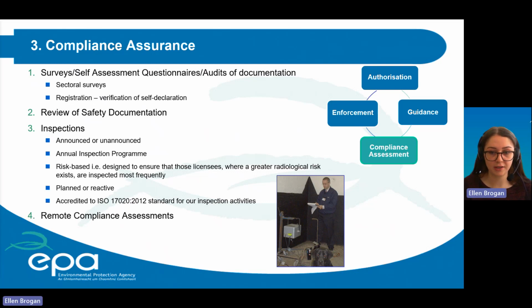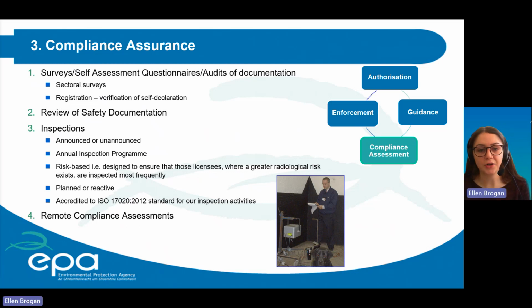So regulatory control is intended to ensure that the risks associated with radiological practice are effectively managed on an ongoing basis. So compliance can really be assessed in a number of ways. So firstly, we have the surveys, the self-assessment questionnaires, the audits of documentation, and the EPA may issue questionnaires to undertakings for them to complete and return within a specified period. So an inspector may then also follow up with on-site inspections.